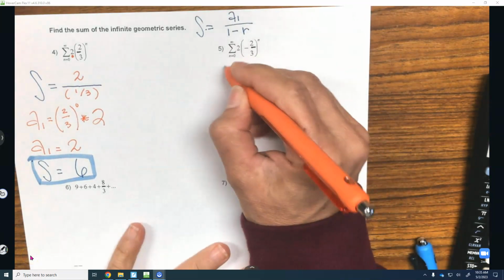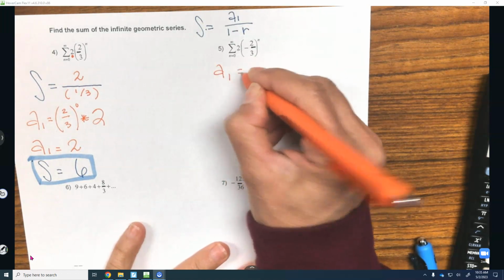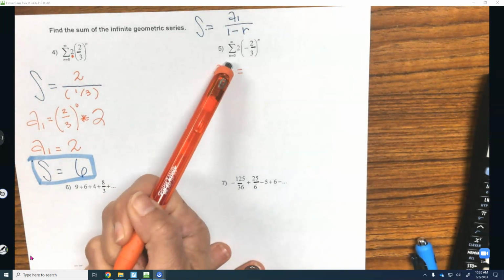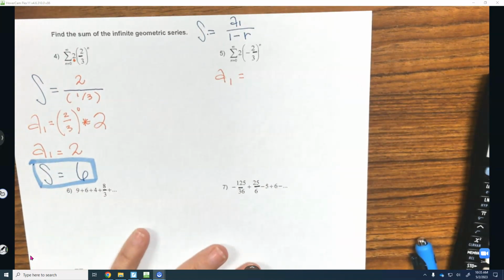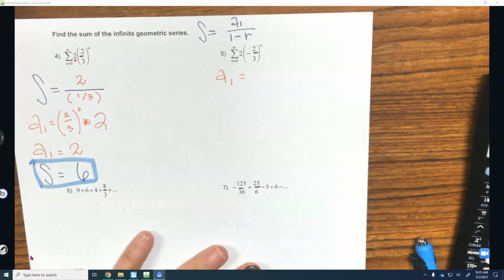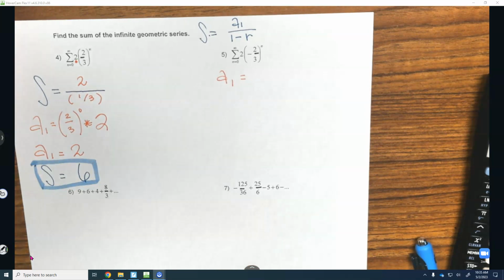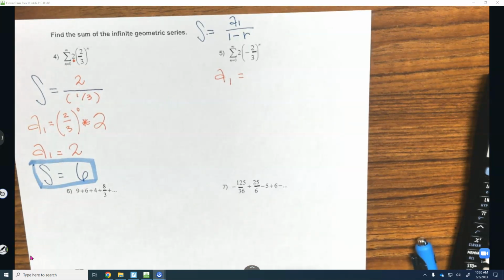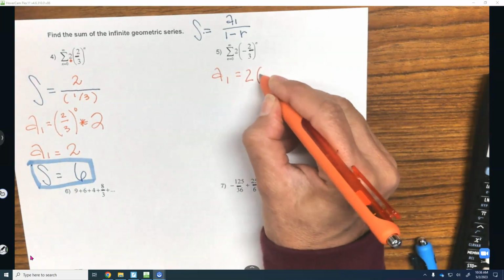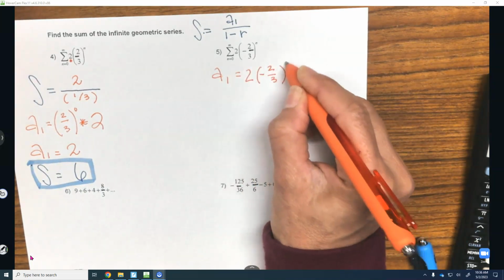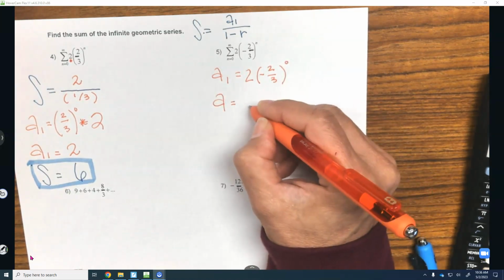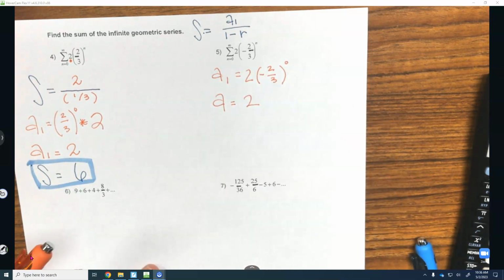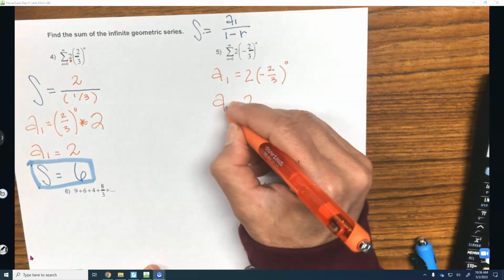Guys, we're going to find a sub 1. Remember, a sub 1 is starting at 0, so the n is going to be 0. What's the a sub 1 for number 5? So it's going to be 2 times negative 2/3 to the 0 power. What is that? That is going to give us another value of just 2. A sub 1 is 2.